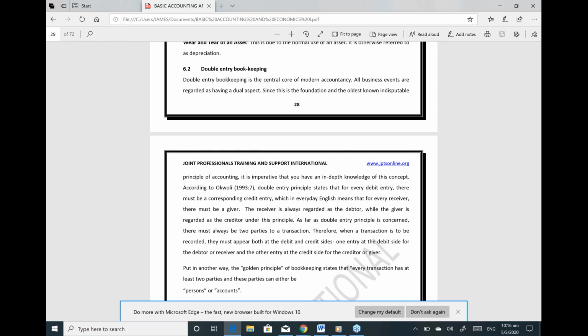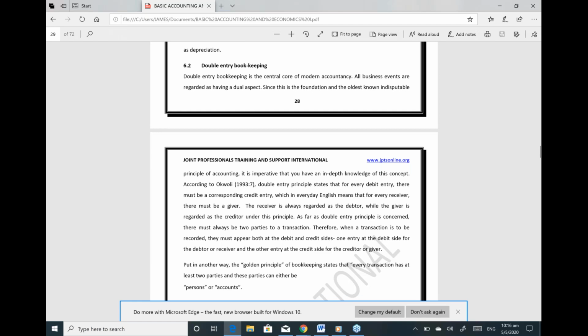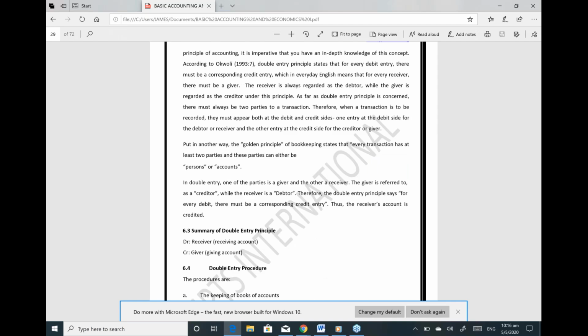Since this is a foundation and the oldest known indisputable principle of accounting, it is imperative that you have an in-depth knowledge of this concept. According to Okoli, 1973, page 7, the double entry principle states that for every debit entry, there must be a corresponding credit entry, which in everyday English means that for every receiver, there must be a giver. The receiver is always regarded as a debtor, while the giver is regarded as a creditor under the principle.